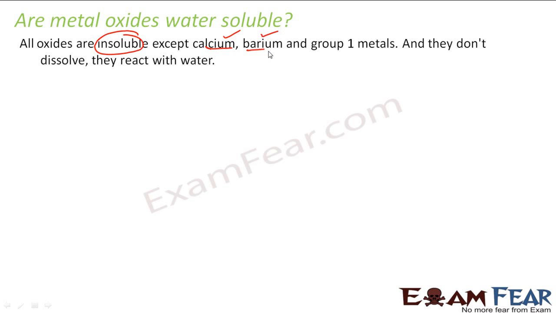So actually, they are all insoluble, but the group 1 elements and calcium and barium are so reactive with water that they react, and then you feel it's dissolved. So they don't dissolve, but they actually react with water. But other metal oxides, for example, copper oxide, aluminum oxide, they don't dissolve in water.